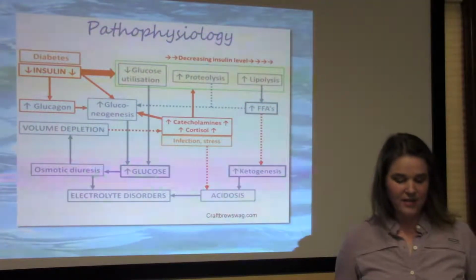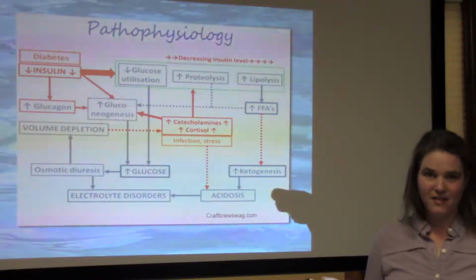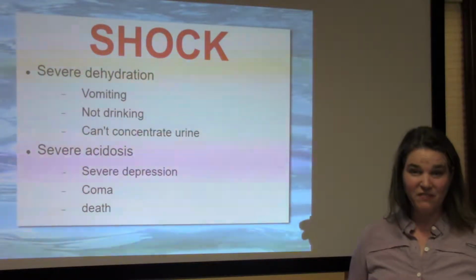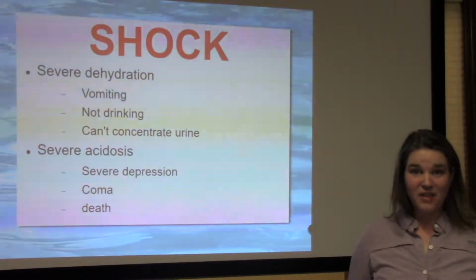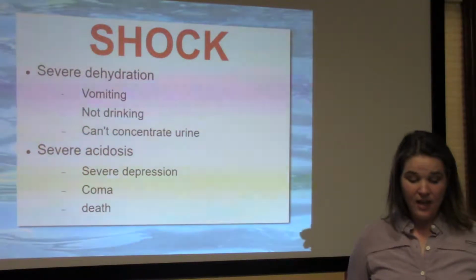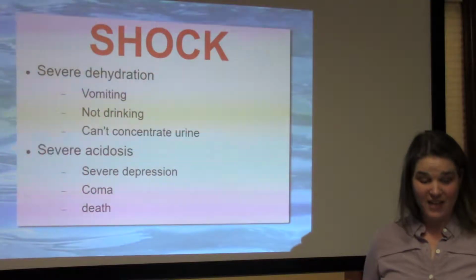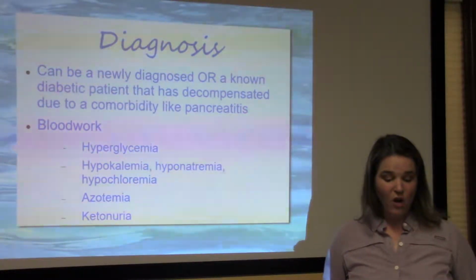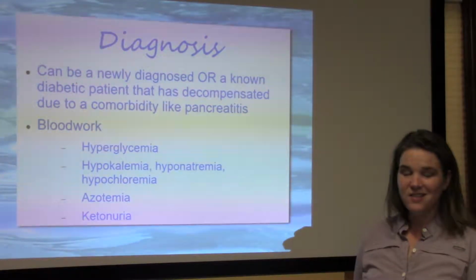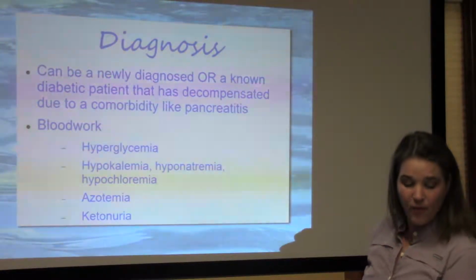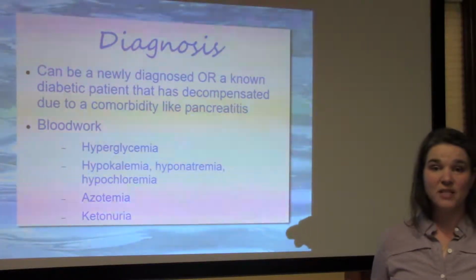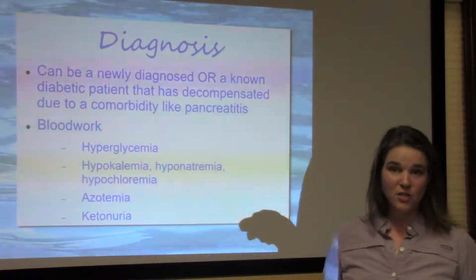We get more acidotic, more dehydrated. The cycle continues. This results in shock. These patients present vomiting. They're not drinking, but they're still urinating a lot. And they're severely acidotic, which causes depression, coma, and even death. These patients, in my experience, are most often dogs and cats the owners did not know were diabetic. But it can sometimes be a known diabetic that has decompensated due to another problem such as pancreatitis.